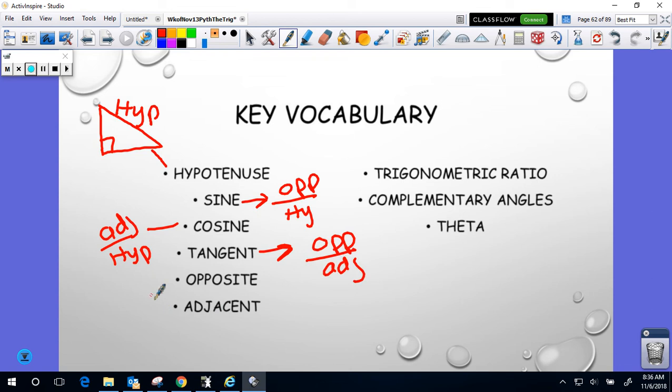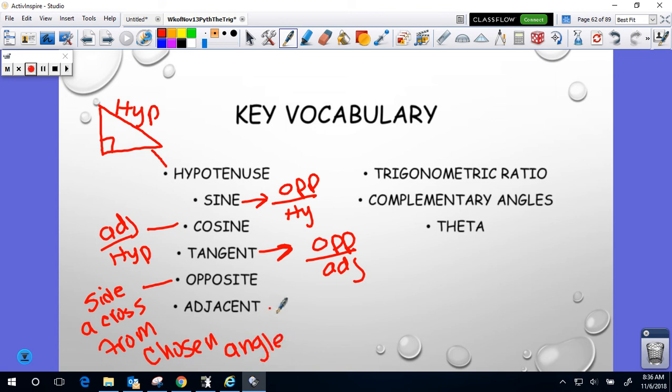And the opposite side is the side across from the chosen angle. You can go see the picture from the last video. And the adjacent side is always the side next to the chosen angle. That's not slanted.